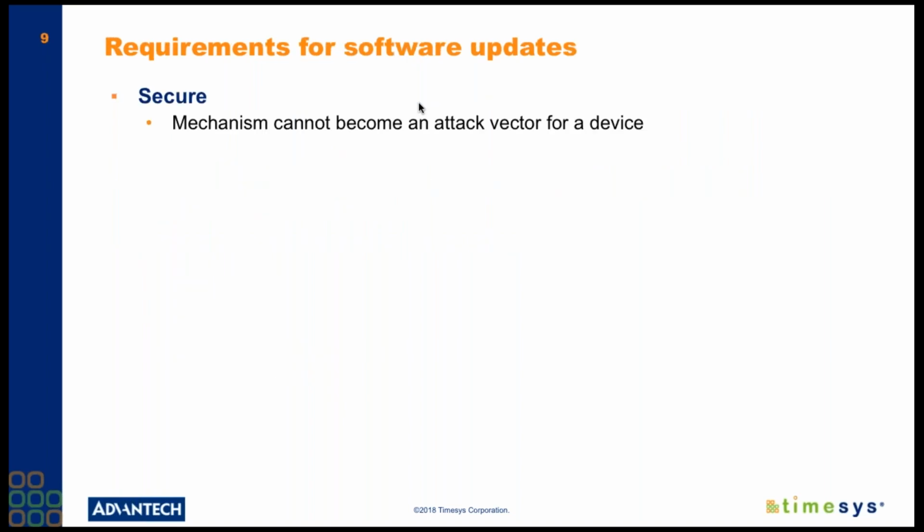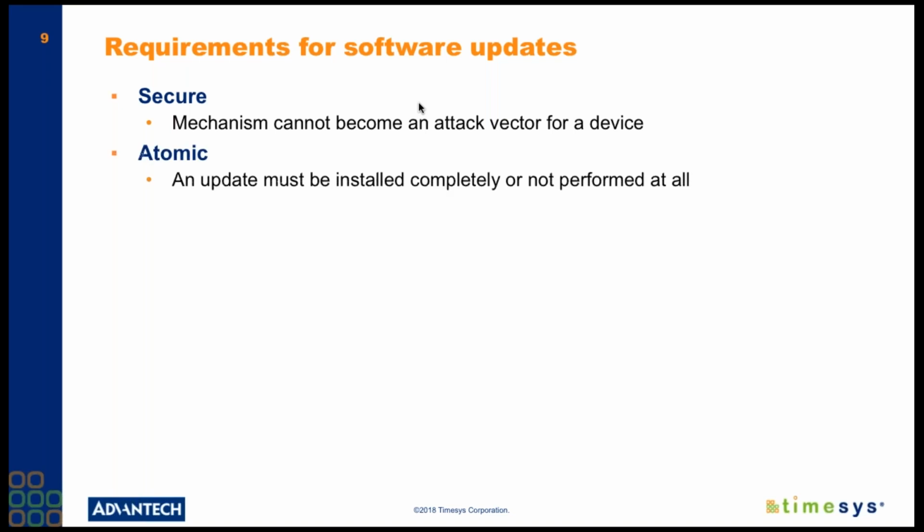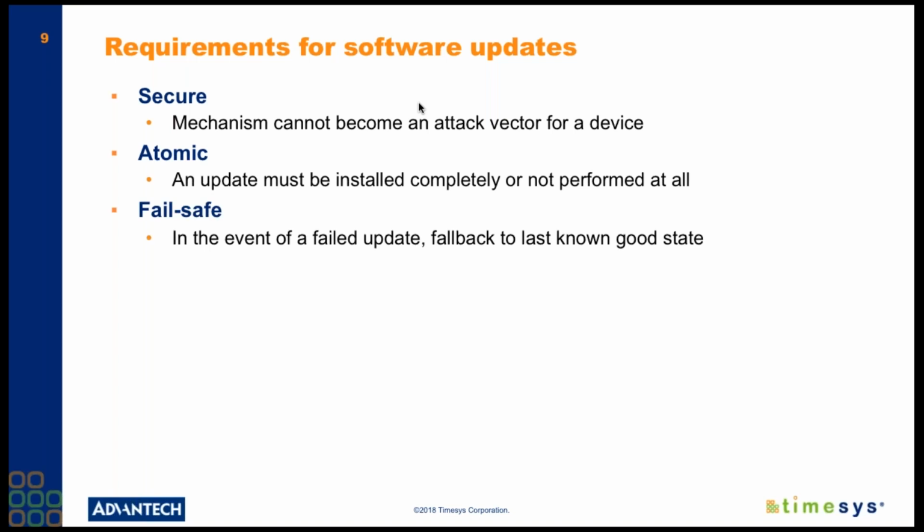What are the requirements for software updates? It has to be secure. Just by designing an update mechanism into my product, I cannot create another attack vector. I cannot allow this new interface that I'm opening up to be a vulnerability. So that's definitely an important aspect. It has to be atomic. If I roll out an update, it has to be installed completely, or the installation should not be performed at all. In case there is a power outage or the installation fails, I need to have a mechanism that allows me to go back to a last known good state.